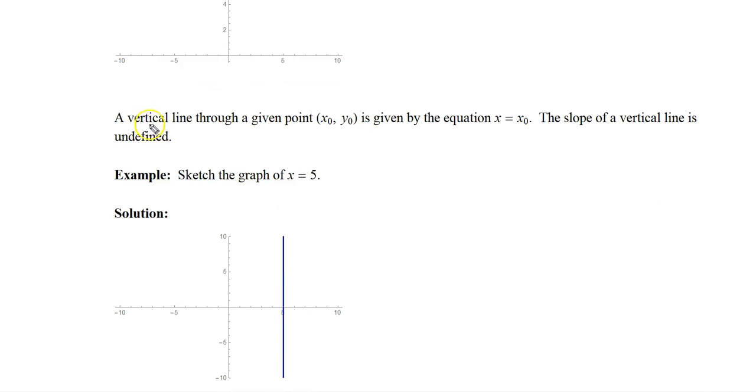Now let's recall that a vertical line through any given point x0, y0 is given by the equation x equals x0. And also notice the slope of a vertical line is undefined, as we'll talk about in a second. So for example, let's sketch the graph of the line x equals 5. Well, right here we have 5 on the x-axis, and so we just have to draw a vertical line going up and down through 5 on the x-axis.